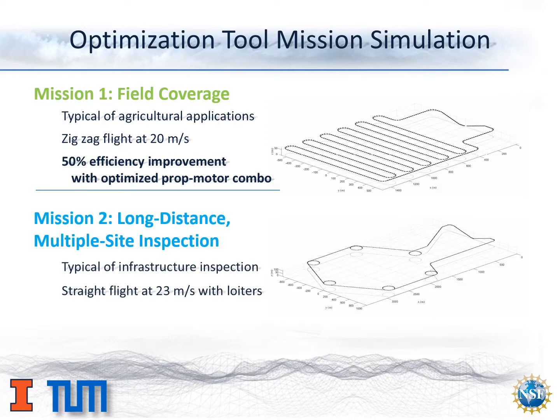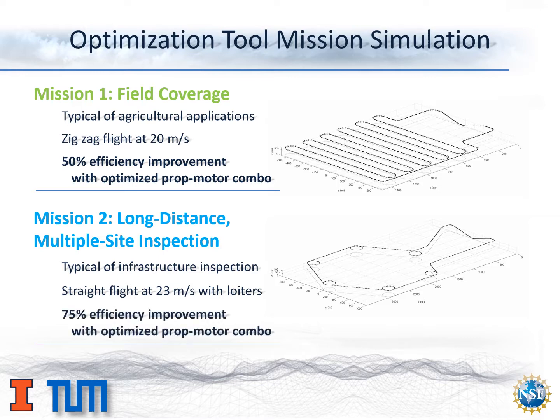Our second mission was that of a long-distance multi-site inspection that would be typical of infrastructure inspection. The aircraft flies straight at 23 meters per second and then loiters above targets. Here, we found up to a 75% efficiency improvement with optimized propeller motor combination.